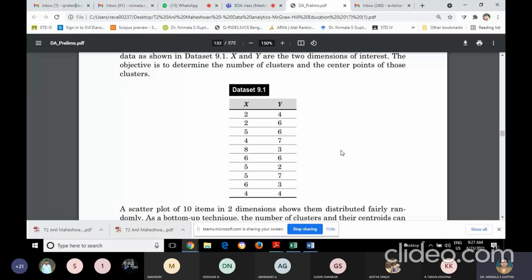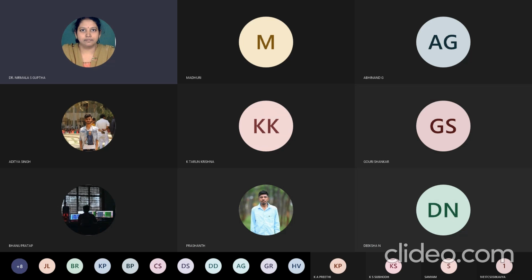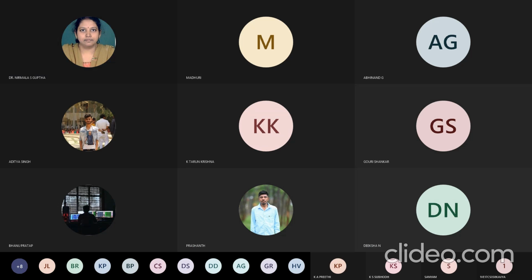Okay, so now let me go back to the whiteboard. Let me share the whiteboard. Please remember this data set, because we need it to understand how we are making the clusters and how we are trying to find the center points of those clusters.